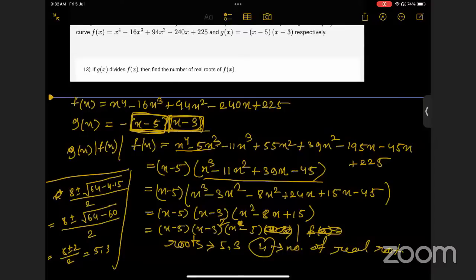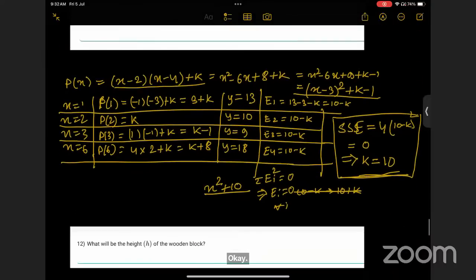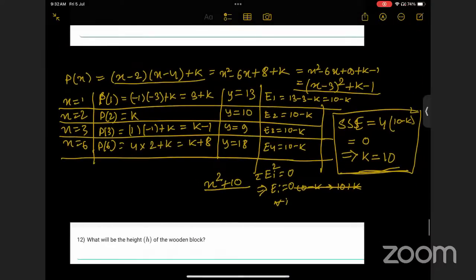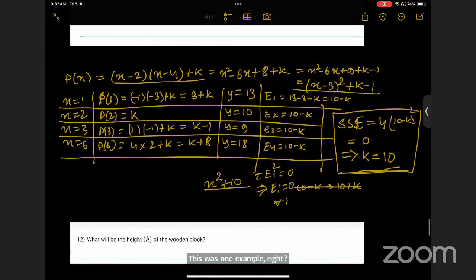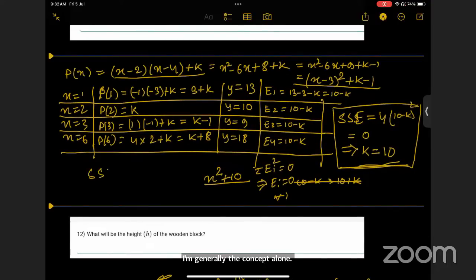Ma'am, can you please explain sum squared error using some example? This was one example, right? Generally that concept alone. Sum squared error is just the sum of errors: just take the errors, square them, and then sum them. This is the sum of squares.